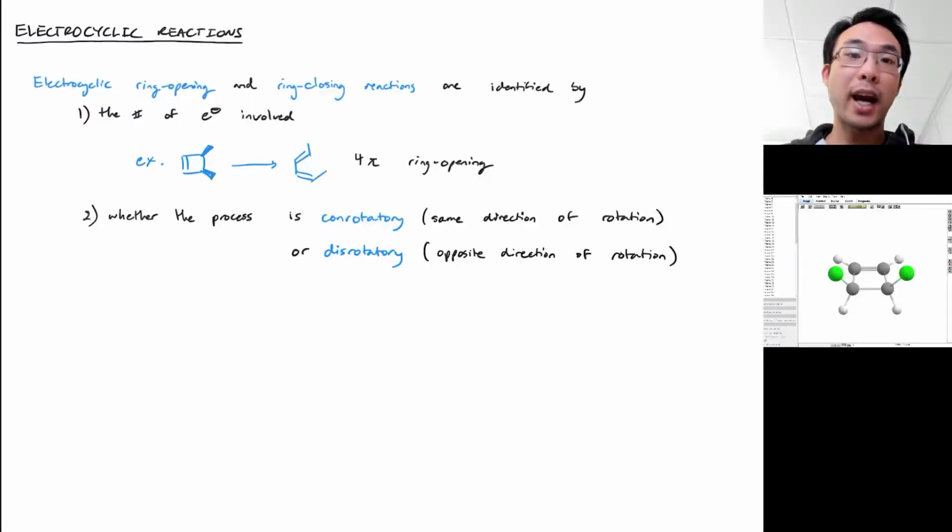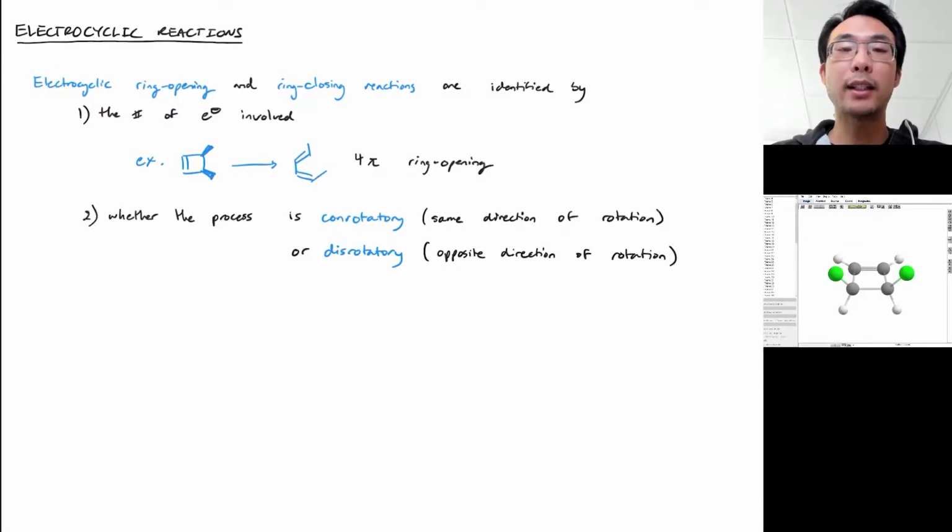The way that we can categorize electrocyclic reactions is to divide them up by the number of electrons that are involved and also the type of rotation by which the process takes place. Specifically, the process can be either conrotatory, in other words the carbons that are rotating are rotating the same way, or the electrocyclic process can be disrotatory, where those carbons that are rotating are going in opposite ways.